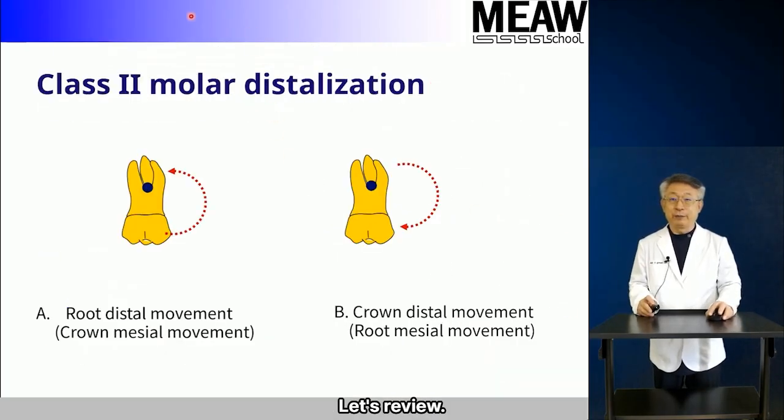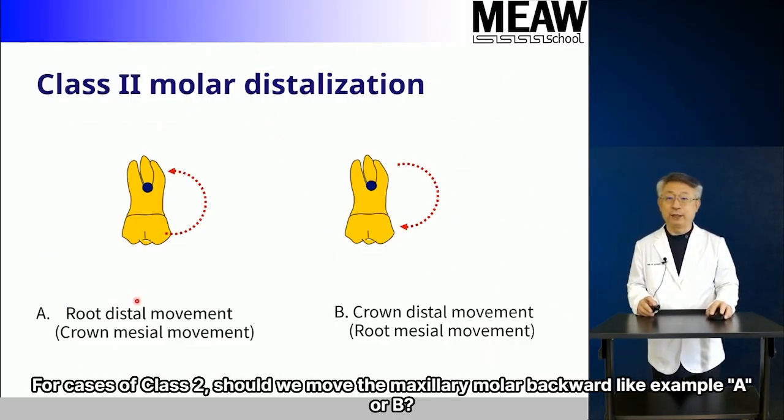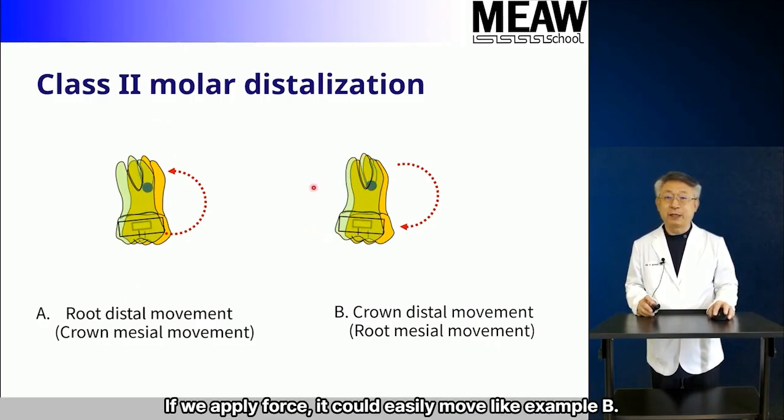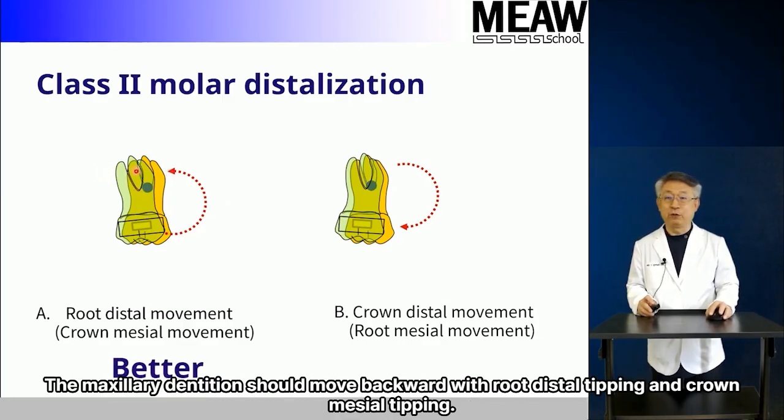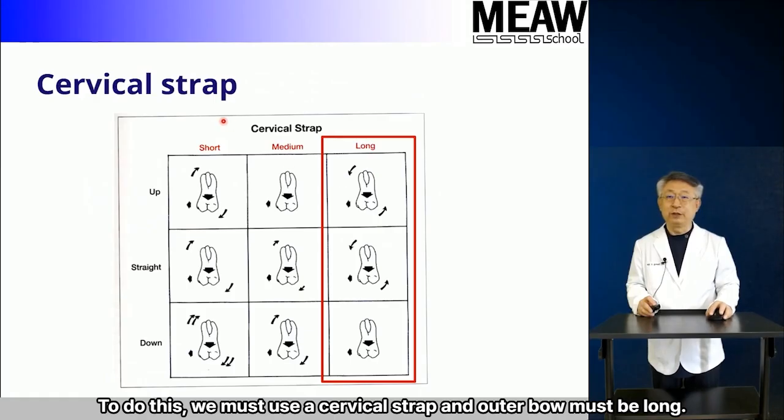Let's review. For cases of Class 2, should we move the maxillary molar backward like example A or B? If we apply force, it could easily move like example B. However, it is difficult to move dental roots. Therefore, it is important to move like example A. The maxillary dentition should move backward with root distal tipping and crown mesial tipping. To do this, we must use a cervical strap and the outer bow must be long.